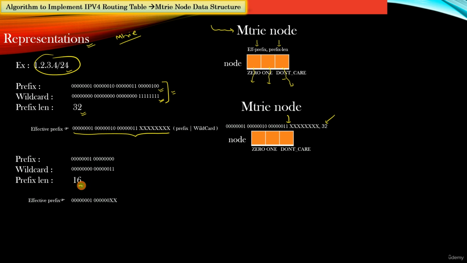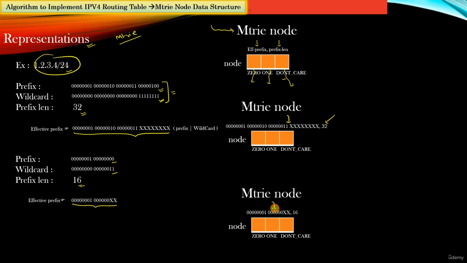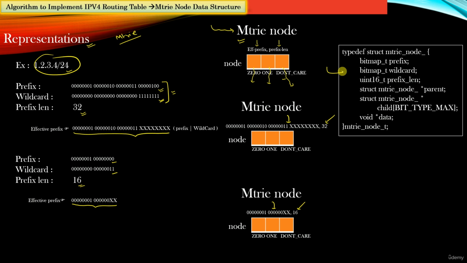Similarly, if I have a 16-bit prefix and a 16-bit wildcard, then the effective prefix would be this one. And the mtry node that will store this information would have a 16-bit effective prefix, and this is the prefix len. Now note that each mtry node may store a part of the route or the entire route altogether. There is no restriction. So now if I were to ask you, can you write a data structure definition which represents an mtry node optimized for storing routes? You would say that this is such a data structure.